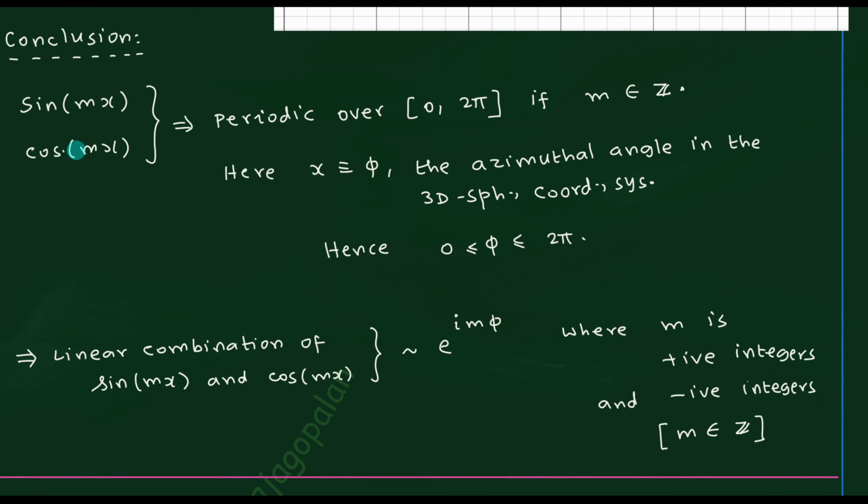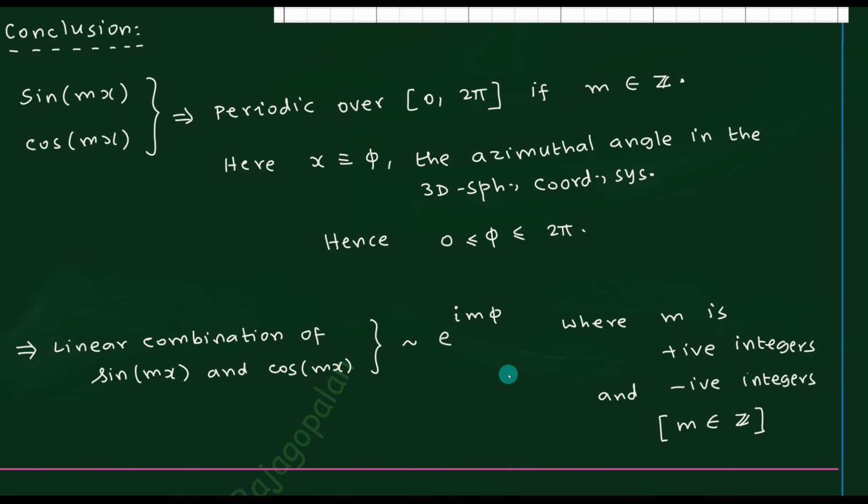Whenever we need some kind of linear combination of sine theta and cos theta, then it is called e to the power i theta. The only thing is that this multiple has to be an integer only. So keep that particular point. And there is another interesting point I would like to mention here, that the same result is going to be extremely useful in quantum mechanics.